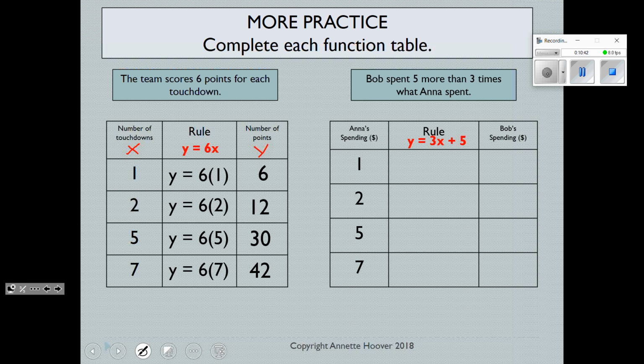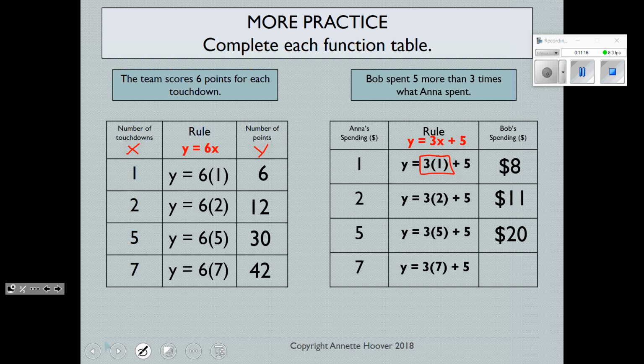So if we plug in, here are the domains that they were given. If she spent $1, she spent $2, $5, $7. If we plug that into the rule, the first one would look like 3 times 1 plus 5. Of course, we do our multiplication first, so that would be 3 plus 5, he spent $8. If she spent $2, 3 times 2 is 6, plus 5 is $11. If she spent $5, that's 3 times 5, which is 15, plus 5 is $20. If she spent $7, 3 times 7 is 21, plus 5 is $26.